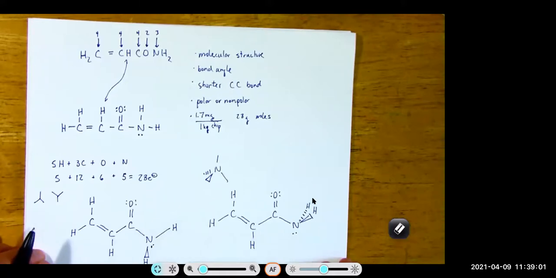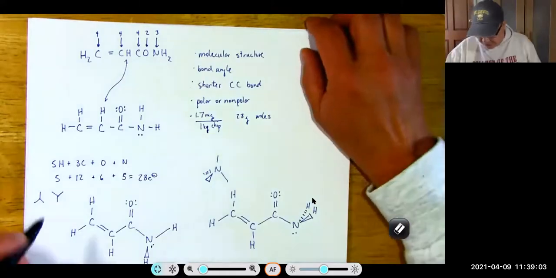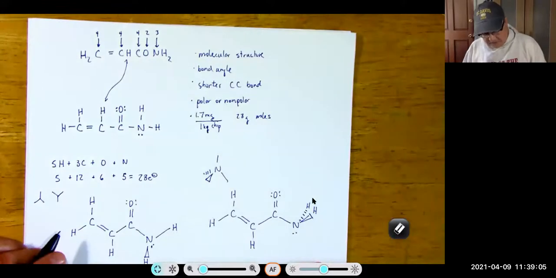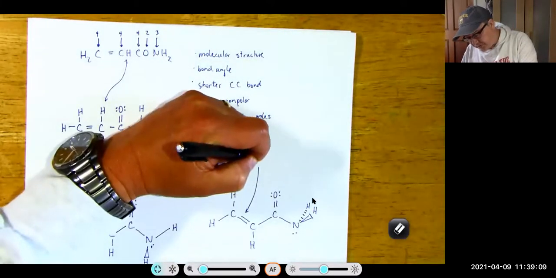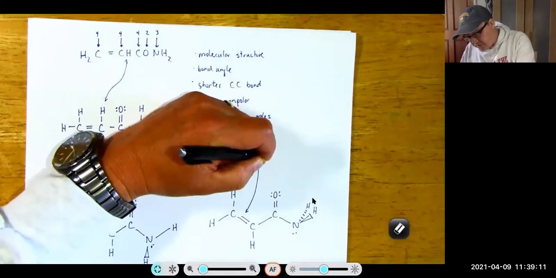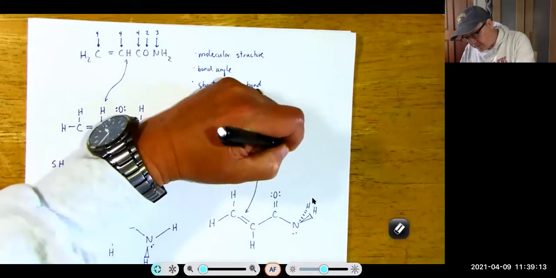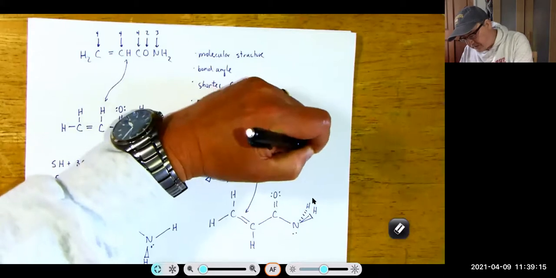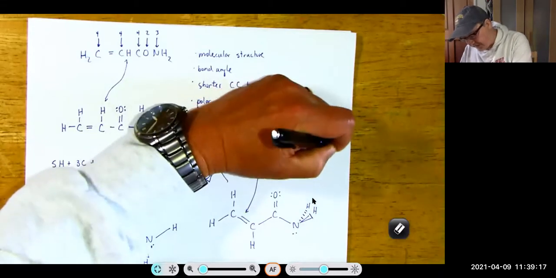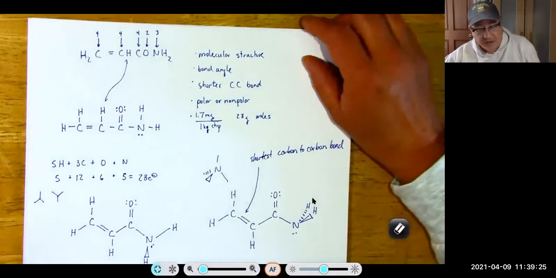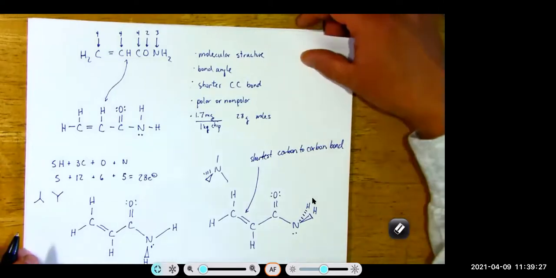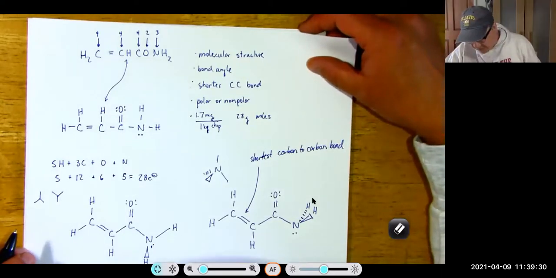And with this one, we're supposed to say which is the shortest carbon-carbon bond, right? That's the shortest carbon to carbon bond. Agreed? Why is it the shortest? Because it's the only double bond. Right. The bond order is 2. The higher the bond order, the shorter the bond.